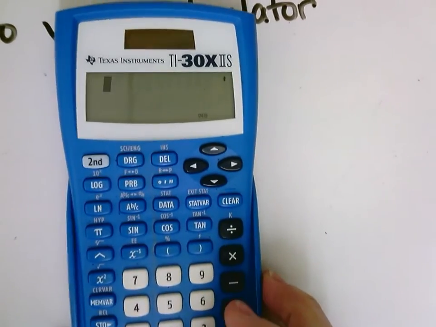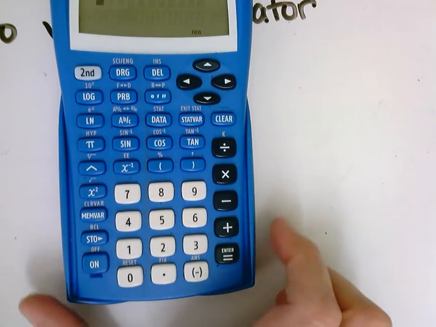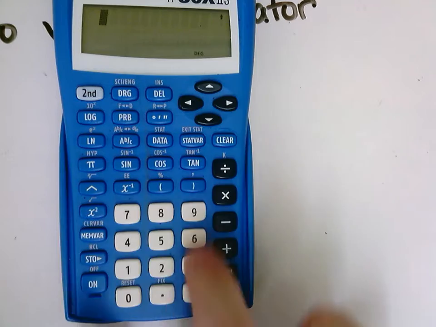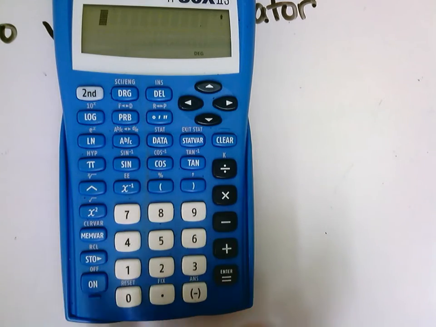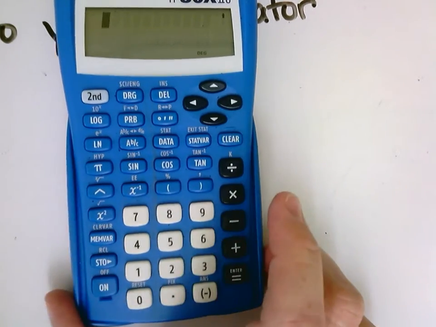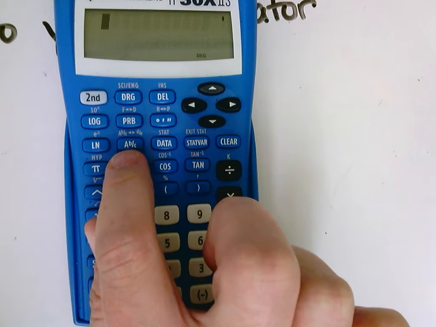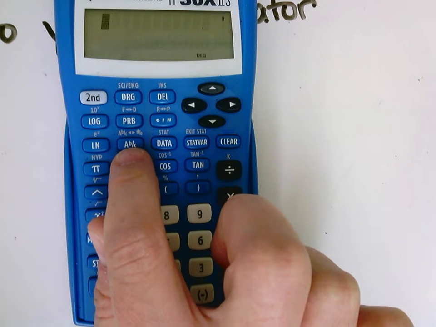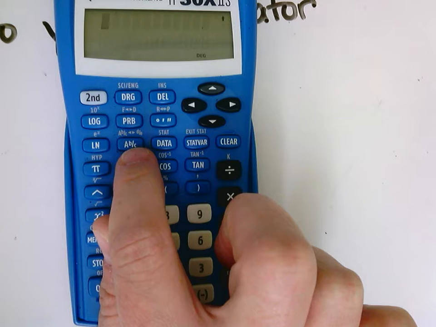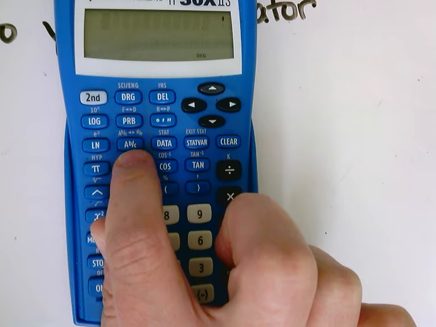Here is my keypad. The white buttons are the keypad. What you want to find is this button here. It has a capital A, and a B and a C that look like a fraction. That's the button we're going to use to make our fractions.